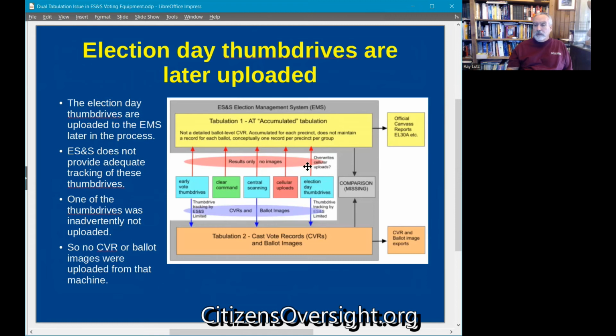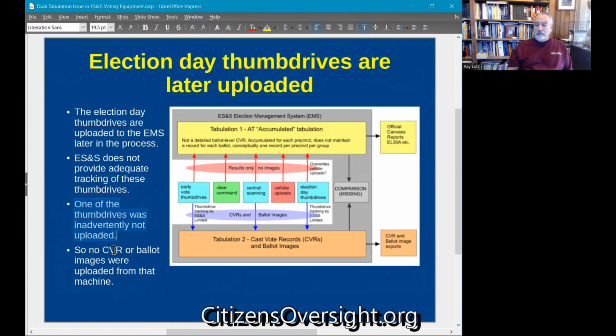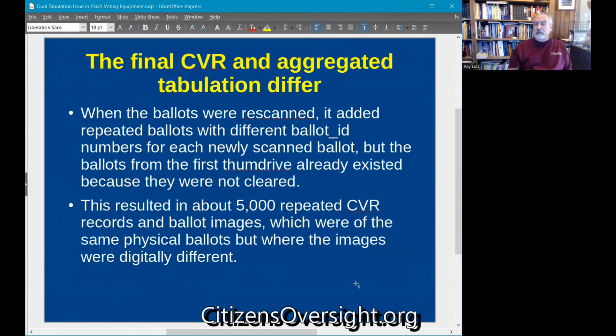I don't know. So in this case, one of the thumb drives was inadvertently not uploaded because there is not really good tracking of the thumb drives by ES&S. And so one was missed. In that case, no cast vote records or ballot images were uploaded from that machine. However, we did get the cellular uploads. So the accumulated tabulation is good, but the cast vote record and ballot image exports are missing those ballots from that one center, that one polling place.